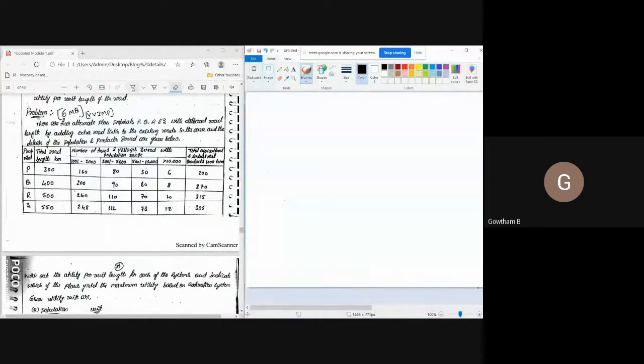Okay, here is a problem. There are four alternate plan proposals P, Q, R, and S with different road lengths, by adding extra road links to the existing roads in the area, and the details of population and product served are given below. Here there is an origin place and a destination place. In order to travel from origin to destination, four different proposals are available: proposal P, proposal Q, proposal R, and proposal S. If you travel in proposal P, the total length of the road you need to cover is 300 kilometers.